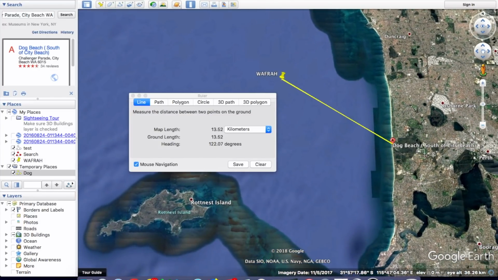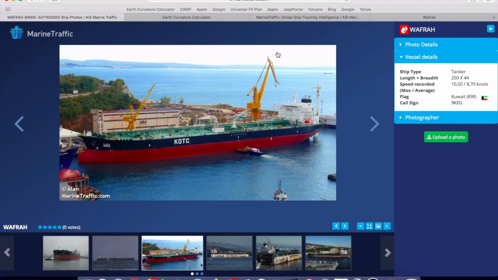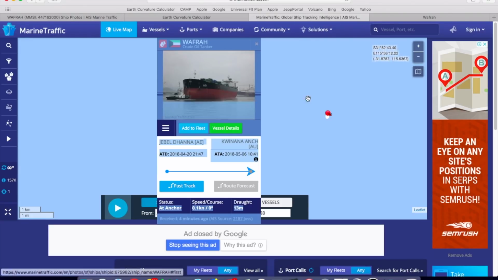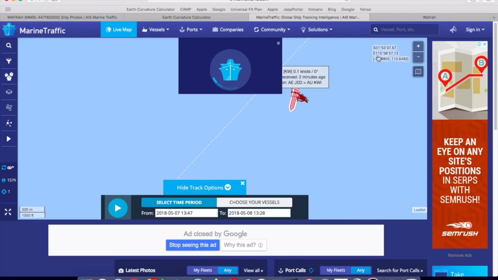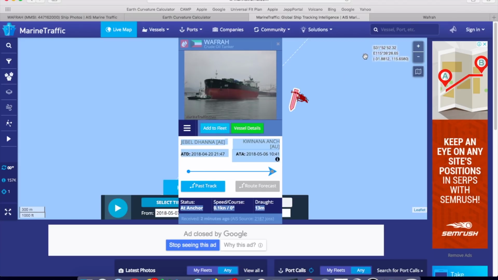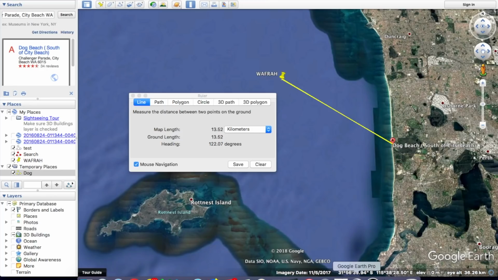And the distance to the ship from Dog Beach to that precise location, which we obtained from marine traffic, you can click on the ship itself and it brings up the latitude and longitude over here on the right hand side, and then we can plot that in Google Earth and get the precise location of the ship. So the distance from Dog Beach to the Wafrah was 13.52 kilometers. So let's take a look at that in the Earth curve calculator.